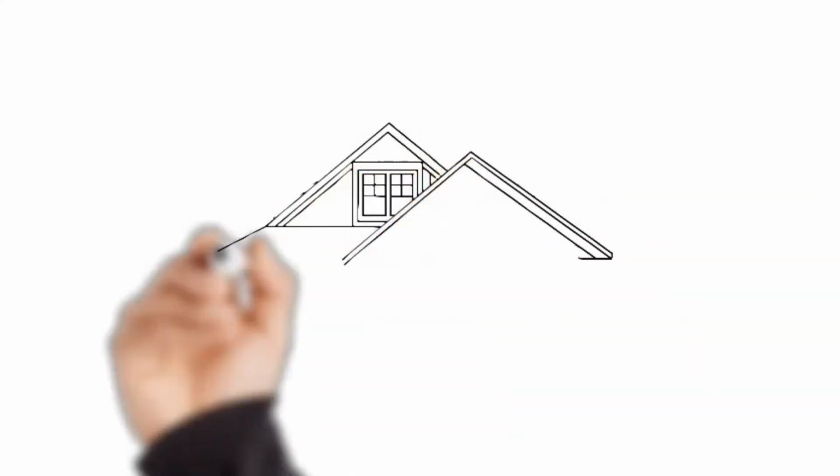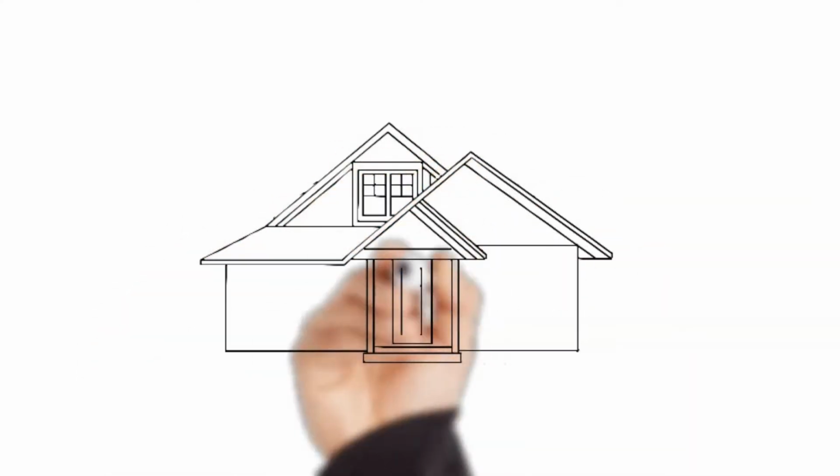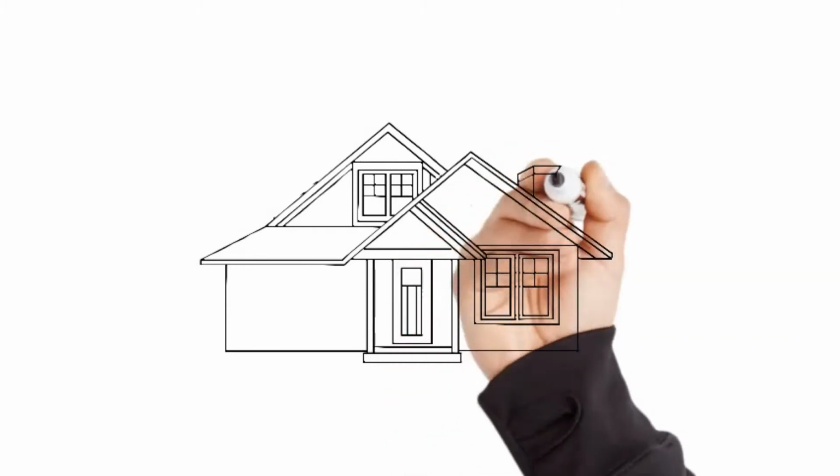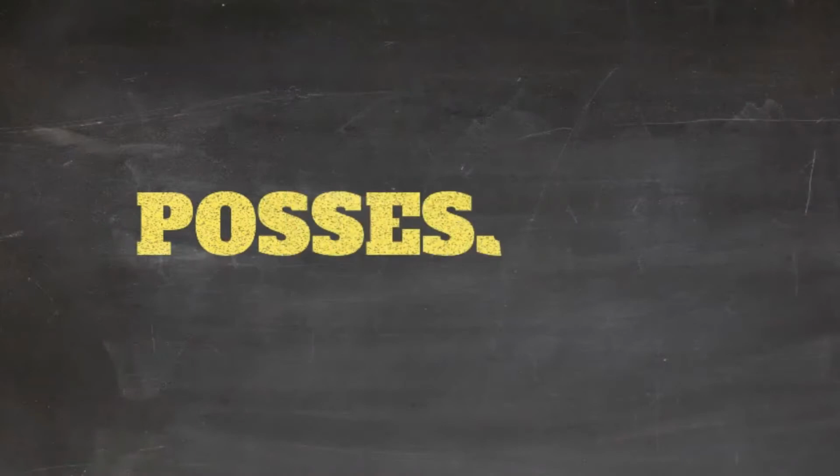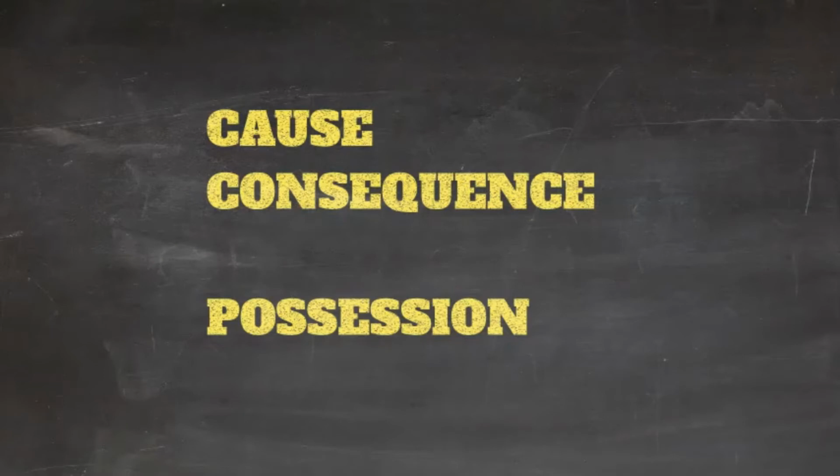For example, to think of building a house. The cause is a house. The consequence is a home. Naturally, from this, a possession is created. Cause, consequence and possession. To convey our thoughts in a correct sentence structure, these principles must be present. We must show cause, consequence, possession.